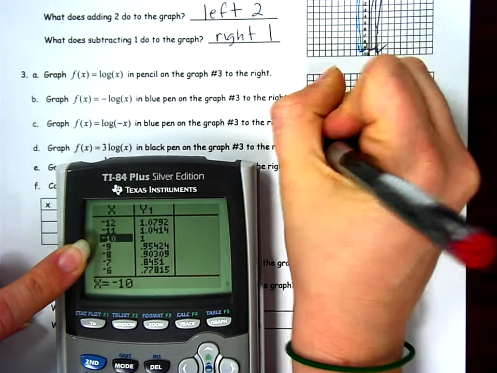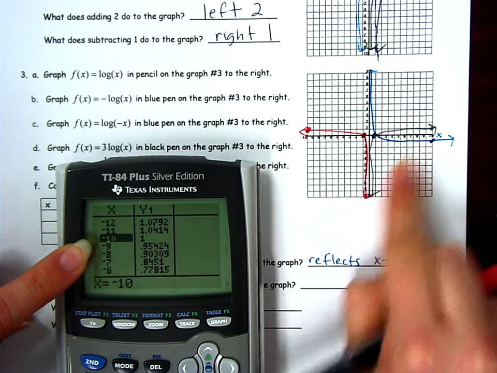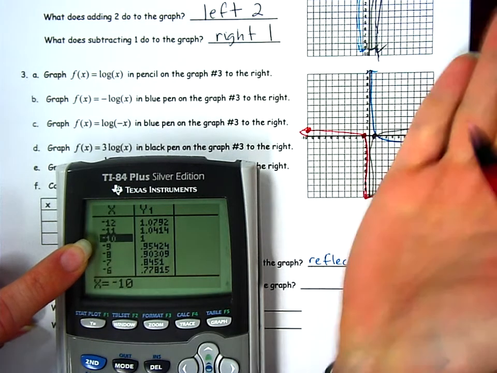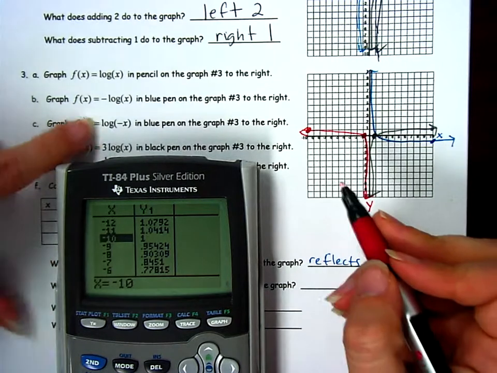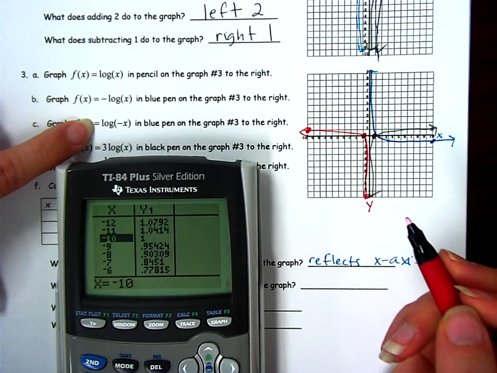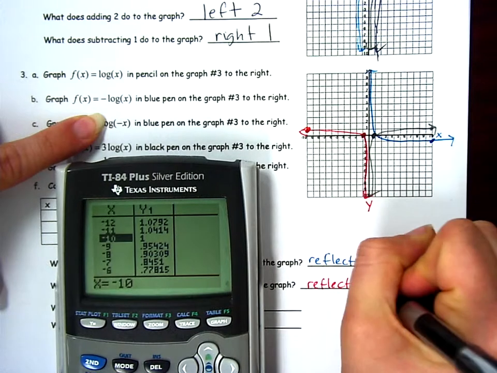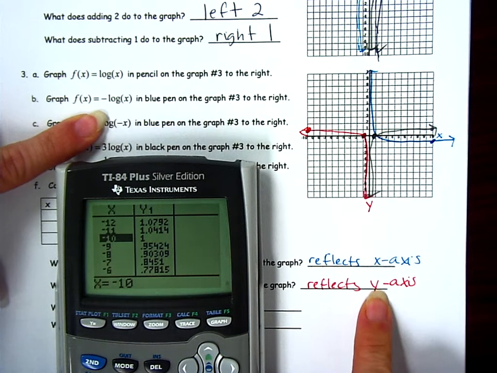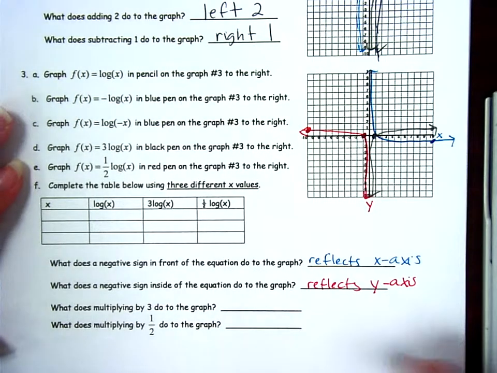So now if you notice, my original graph went up and to the right. This new graph comes over and down. So now it's reflected across the y-axis, because here's my y-axis. So when that negative is inside my parentheses, so the log of negative x, that reflects the y-axis. Which is why it's really important to tell me which axis you're reflecting, because it depends on where that negative is, where it reflects.